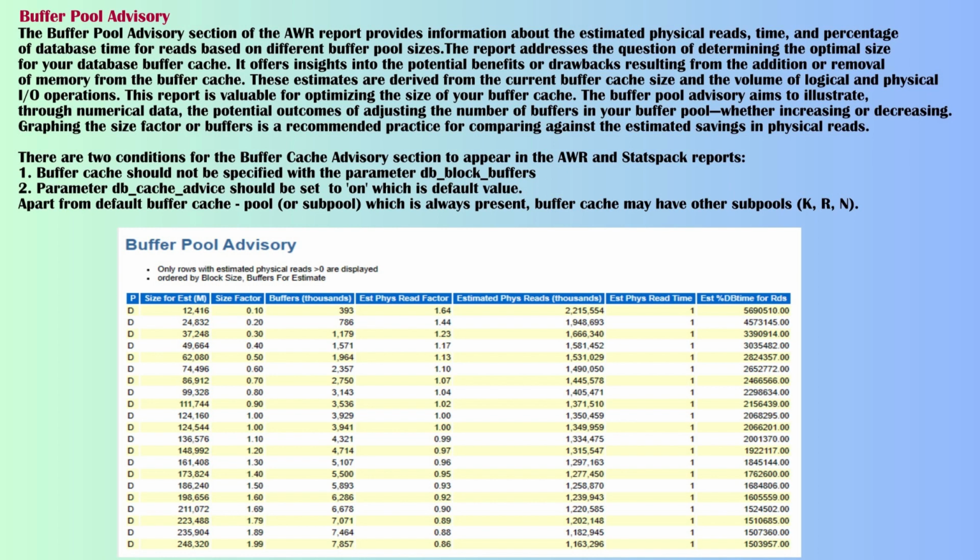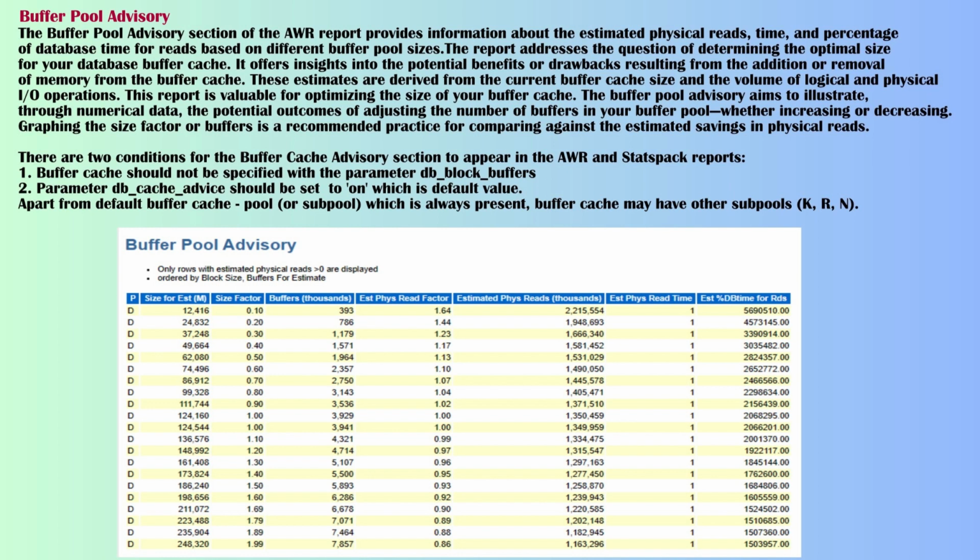The Buffer Pool Advisory aims to illustrate, through numerical data, the potential outcomes of adjusting the number of buffers in your buffer pool, whether increasing or decreasing. Graphing the size factor or buffers is a recommended practice for comparing against the estimated savings in physical reads. Note, the Advisory section in an AWR report is not based on the report snapshots, but on the whole activity since instance startup at the time of the end snapshot.